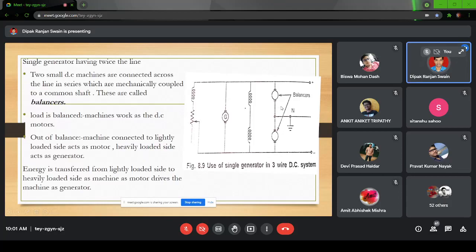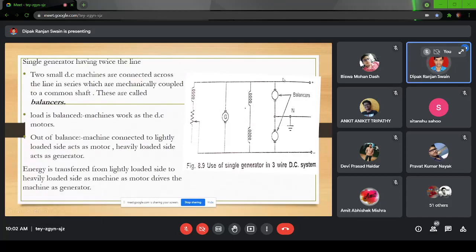Now, when they are in the unbalanced mode, what will happen? One of the machines will run as a generator, and the other will run as a motor. Let us say the upper one is drawing higher current. Then this potential will be less compared to the potential at this point, because the other is going to draw less current, so the voltage drop will be less. So now there is a mismatch of voltage at these two terminals of the generator.